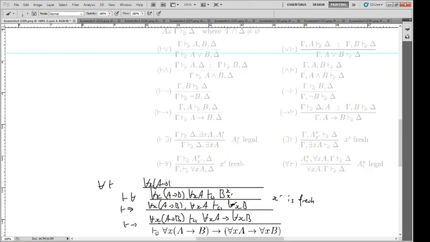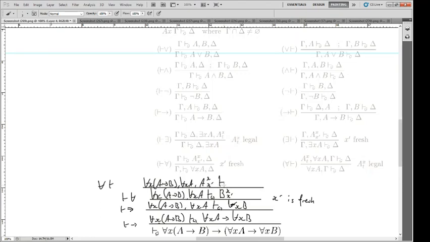We have A implies B, and then if you look at the rule here, we don't actually get rid of the for all A quantifier. We keep it, but we add another one with the substitution. So we keep this for all x A, but then we add x prime here.